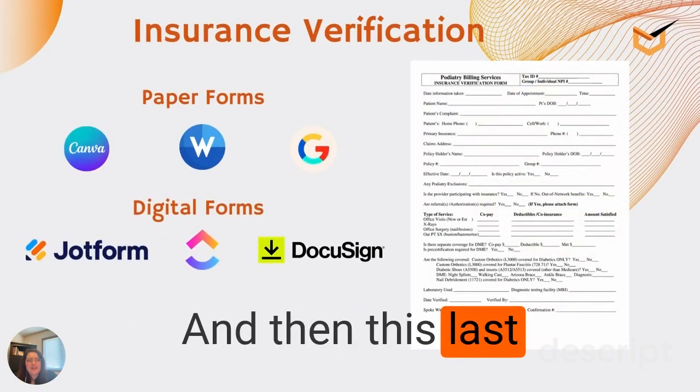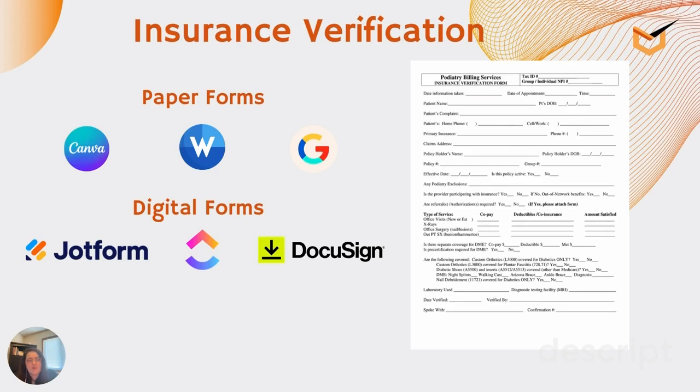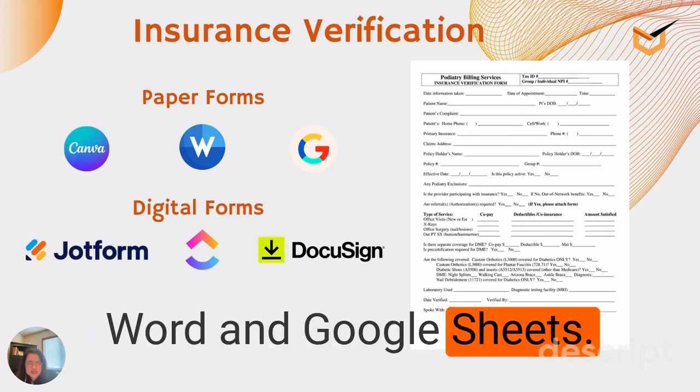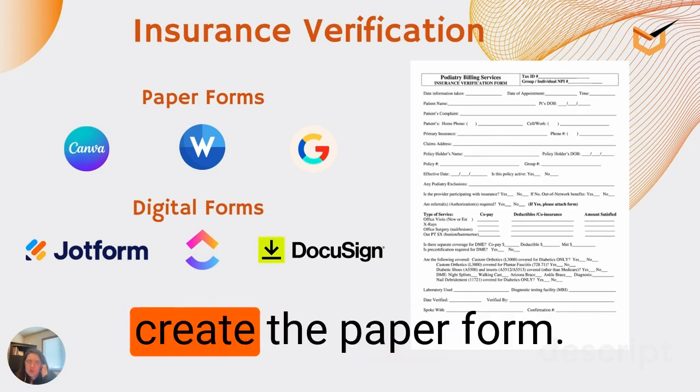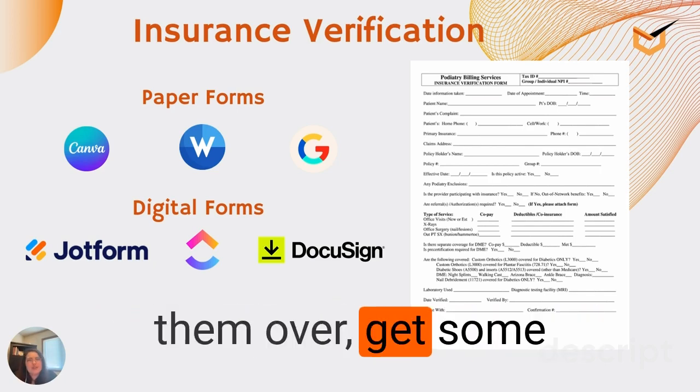All right, and then this last slide here shows some of the different kinds of ways that you can build forms. We have Canva, Word, and Google Sheets. Those are all 3 ways that you can create the paper form. And then again, you want to print them out, look them over, get some feedback.